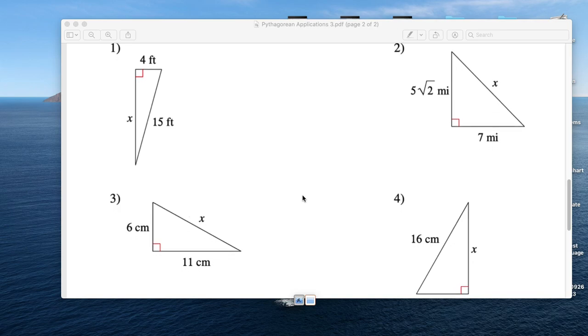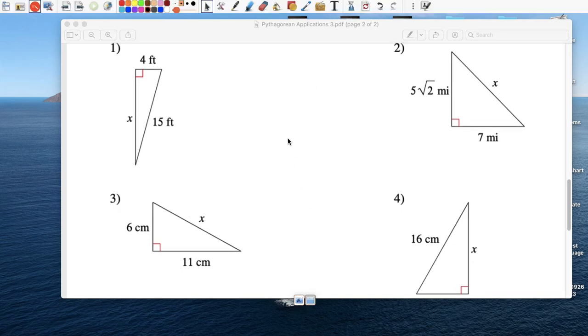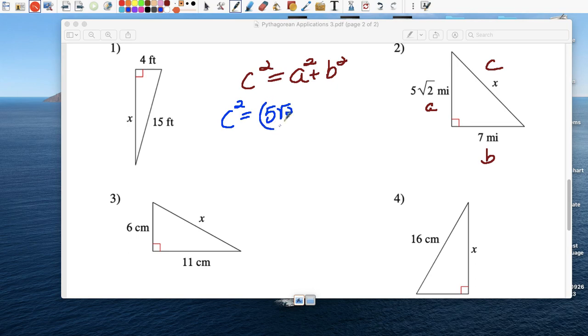Now this one works with radicals, right? Same thing. It's a right angle triangle. These are the legs, A and B, and X here represents the hypotenuse, which we call C. And there's nothing to this except that one of the sides is in radical form. So C is what we're trying to find, and A is 5 square root of 2 to the second power plus 7 to the second power.